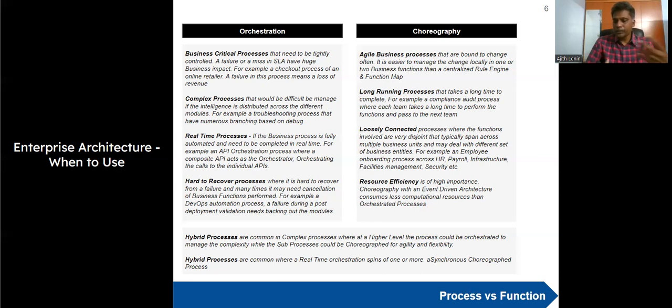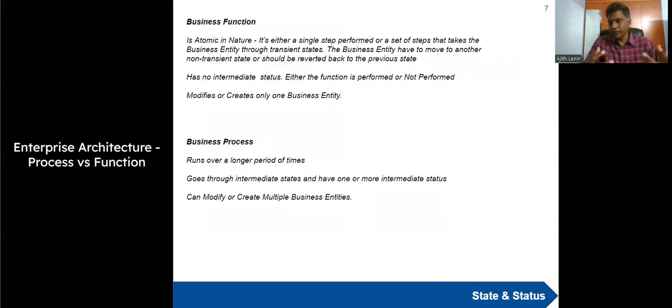Now let's look at the basic difference between a process and a function, right? When do we classify something as a process, and something as a function? There's always a small confusion: is this a function or is this a process? So to bring in that clarity, I just want to give some basic definitions. A business function is whenever there's something that is atomic in nature. It may be a single step, or somebody needs to perform 2 or 3 steps or multiple steps to perform that function.